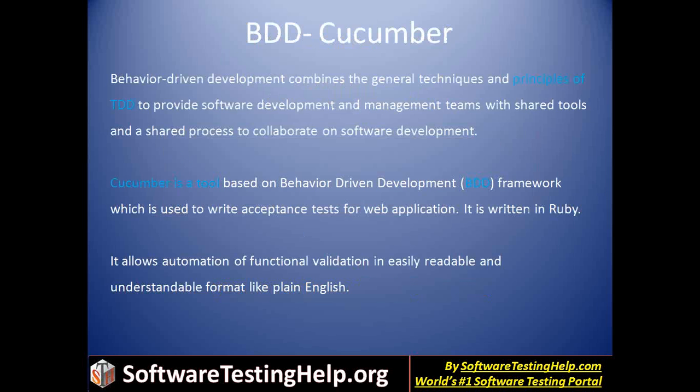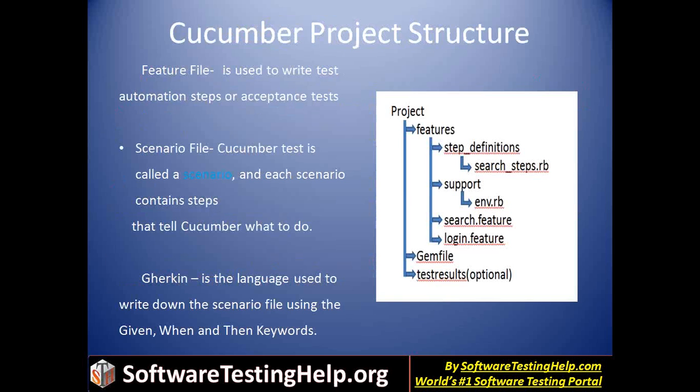BDD stands for behavior-driven development, which combines the general techniques and principles of test-driven development and allows teams, from developers to managers to analysts to testers, to collaborate together and create artifacts and scripts which can be used across teams. Cucumber is a very famous and widely used tool to implement the BDD framework and to write acceptance tests for web applications. It is created in Ruby. It allows automation of functional validation in an easily readable and understandable format like plain English. Cucumber also supports a wide variety of other languages as well.